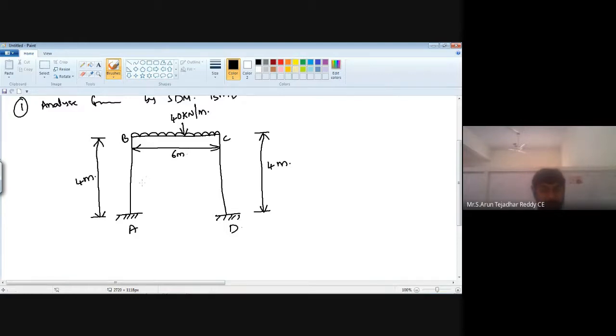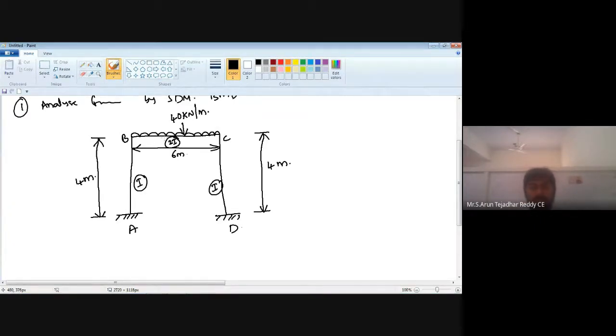Okay, now given moment of inertia: A to B is I, C to D is I, and B to C beam is 2I. Okay, this is the given diagram.